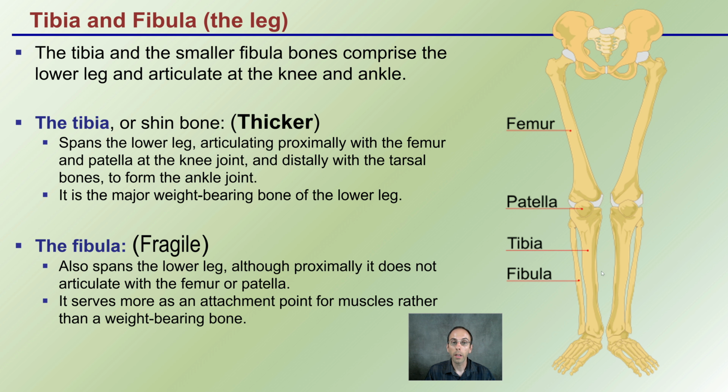It spans the lower leg, articulates proximally with the femur and patella at the knee joint, and distally with the tarsal bones at the ankle joint. That's down here. It's the major weight-bearing bone of the leg because it is the thicker one. The fibula, you can think of as being fragile. It's the thinner one. It also spans the lower leg, and although proximally it does not articulate with the femur or the patella, it's located right here, and serves more as an attachment point for muscles rather than a weight-bearing bone, and that's why it tends to be more fragile. The thicker tibia is doing most of the weight-bearing.